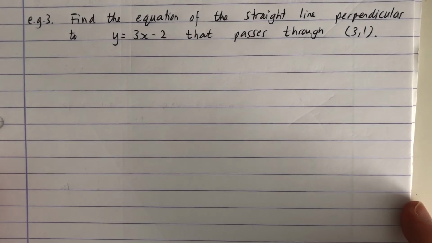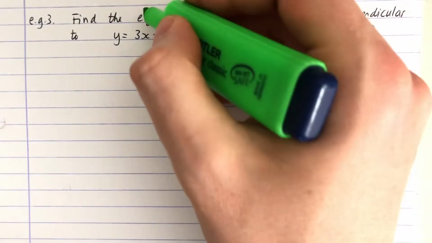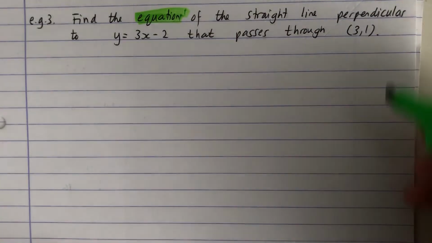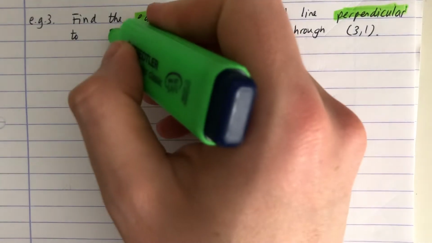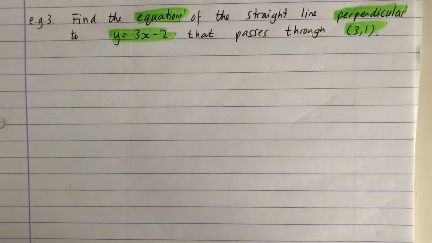Right, last question and the most difficult is: find the equation of the straight line perpendicular to y is equal to 3x minus 2 that also passes through the point 3, 1. Right, I'm going to highlight some keywords. An equation we need to find, that's what our answer is going to look like. Perpendicular, straight line, 3x minus 2, that's going to pass through 3, 1.